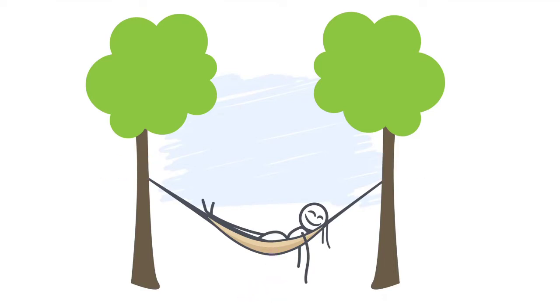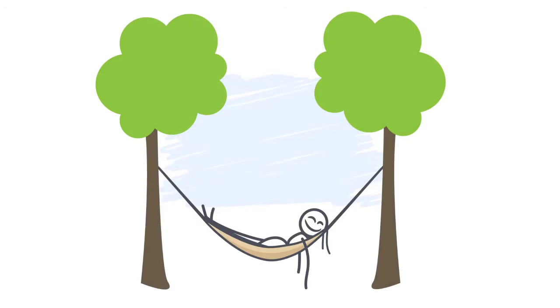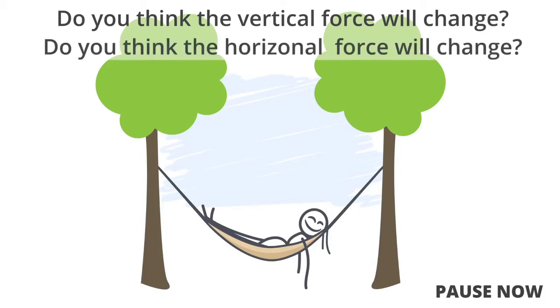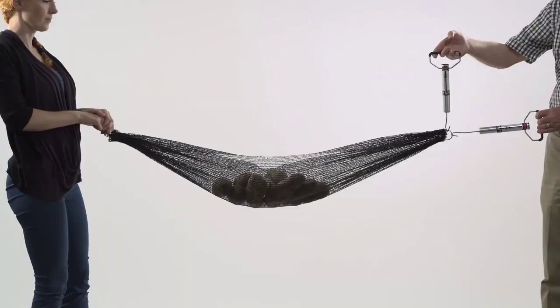Suppose we allow the hammock to sag more so that its ends are more steeply sloped. Do you think the vertical force will change? If so, how? Do you think the horizontal force will change? To answer these questions, we again use our model hammock.